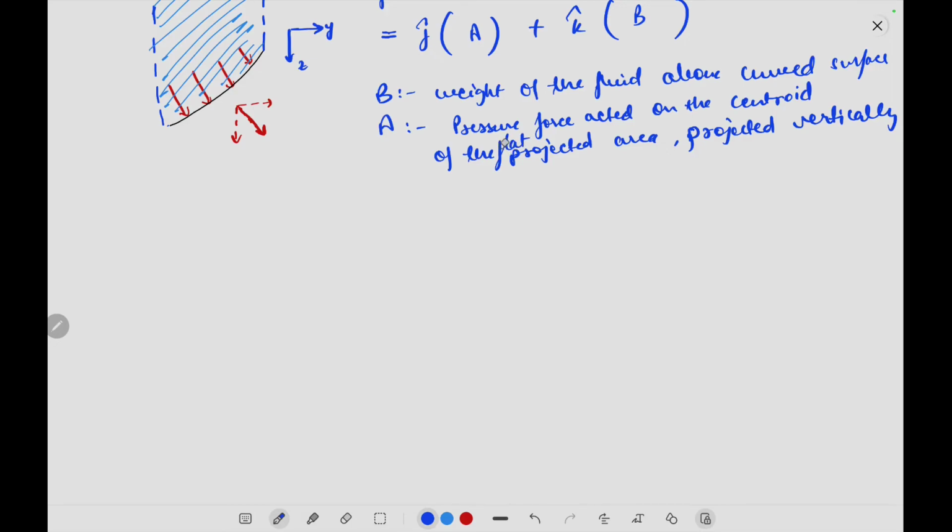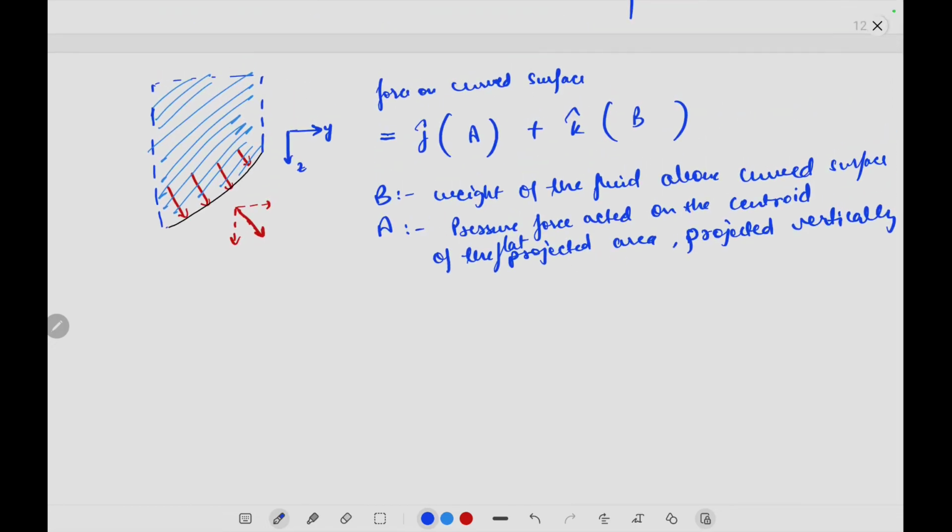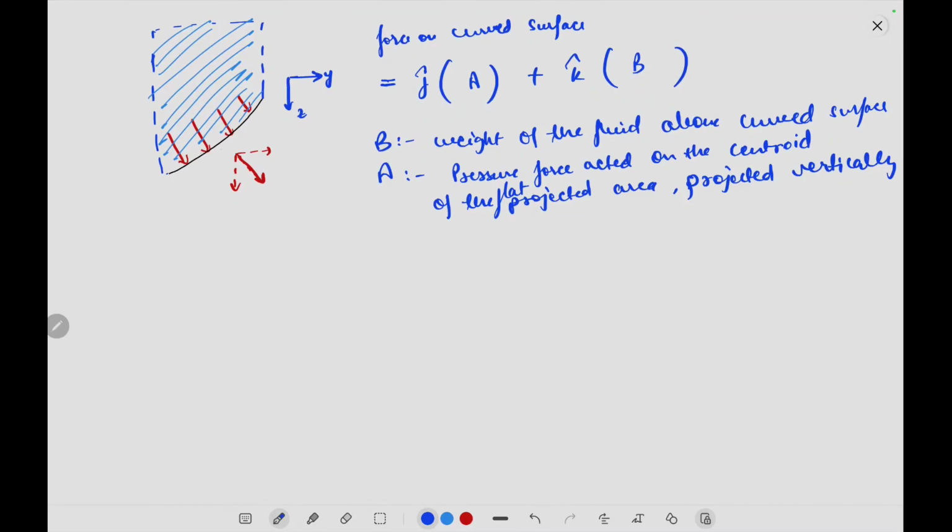Of course the projected area would always be flat, but still let's write it as flat projected area, so that it is known to you that this force value would be given by hc rho g times A, where A is the area of that projected surface, rho is the density of the fluid, and hc is the depth of the centroid of that projected area. So this is how you will find the force on that curved surface.